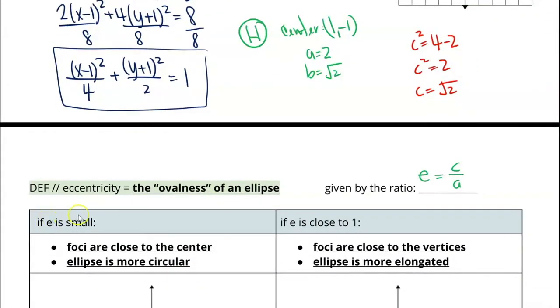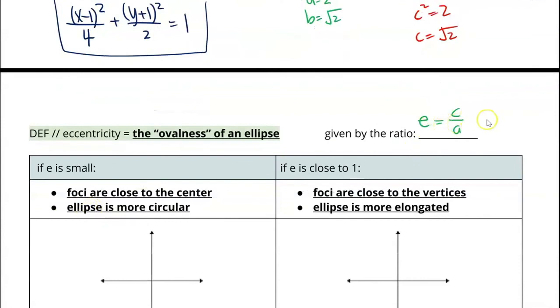So if e is small, what's going to happen is, if the c value is small compared to the a value, the foci are going to be close to the center as opposed to the a value, which would give us the vertices. If the foci are closer to the center as compared to the vertices, it's going to be a more circular ellipse. Maybe look something like that.